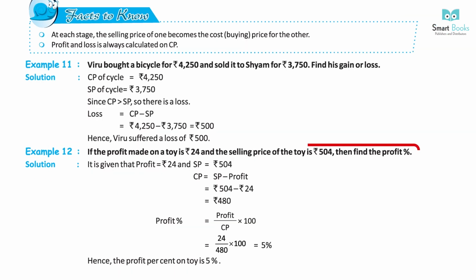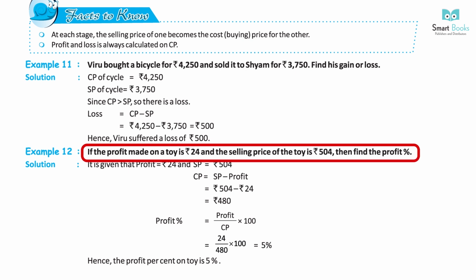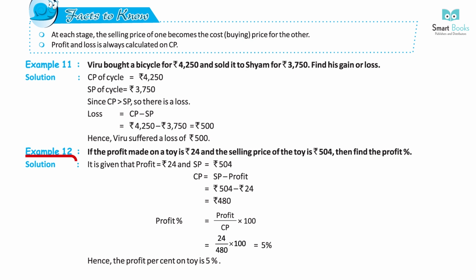Example 12. If the profit made on a toy is rupees 24 and the selling price of the toy is rupees 504, then find the profit percent. Solution. It is given that profit is equal to rupees 24, SP is equal to rupees 504. CP is equal to SP minus profit, which is rupees 504 minus rupees 24, which is rupees 480. Profit percent is equal to profit upon CP into 100, which is 24 upon 480 into 100, which is 5%. Hence, the profit percent on the toy is 5%.